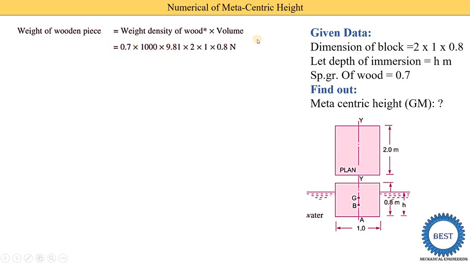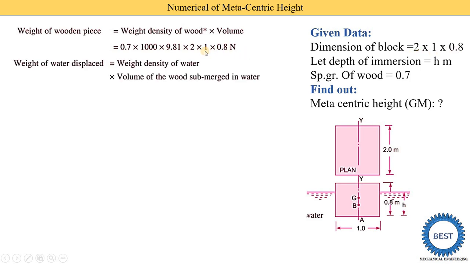And what is the volume? Volume is 2 into 1 into 0.8. Okay, so this is the value of the weight of the wooden piece. Now the weight of the water displaced. So the weight of the water displaced by the wooden body is equal to the weight density of water into the volume of wood submerged in water.